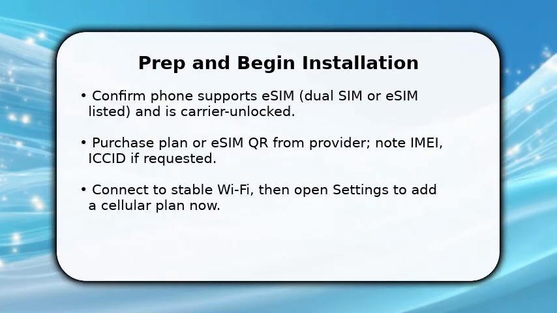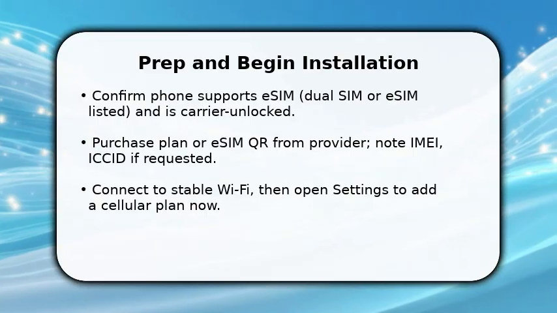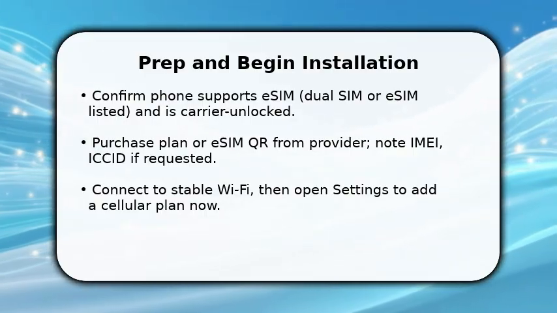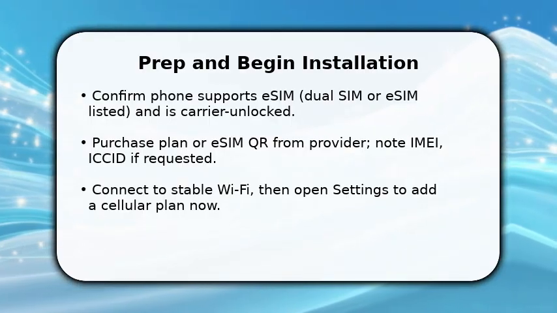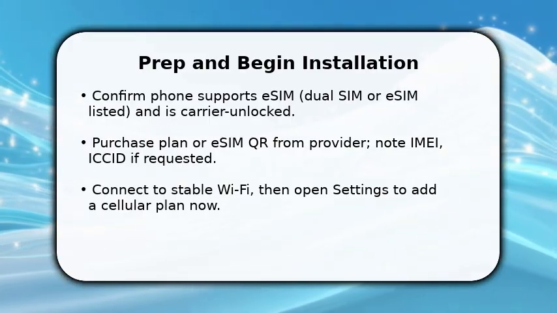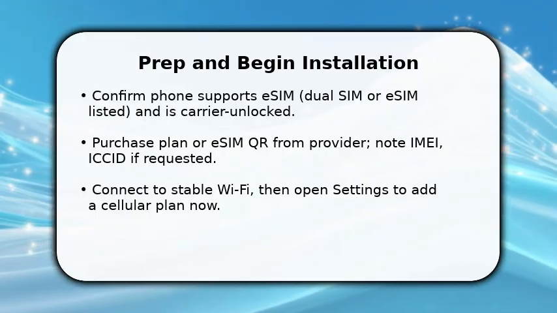You start by verifying your device supports eSIM and that it's unlocked for international carriers. Once done, buy a regional or global eSIM plan and save the QR or activation details. Providers may require your MA.